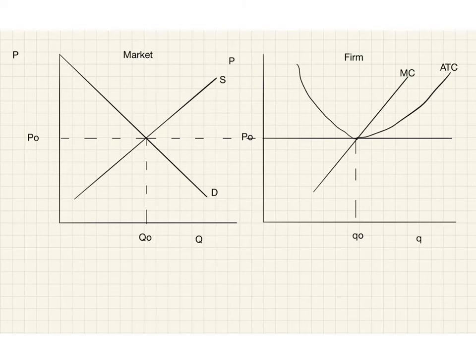I want to go over the side-by-side analysis, market and firm, of a firm in a competitive market, the case of a fall in variable costs. Cost events, as you recall, begin with the firm's costs changing.